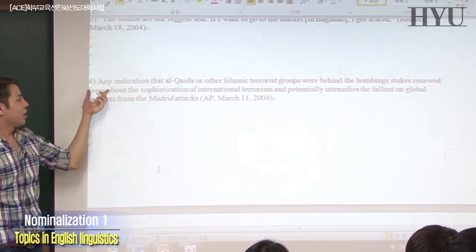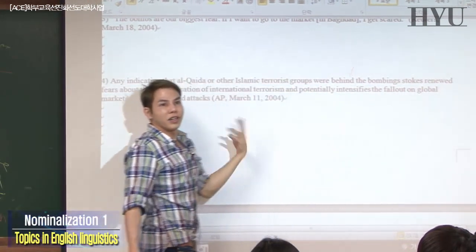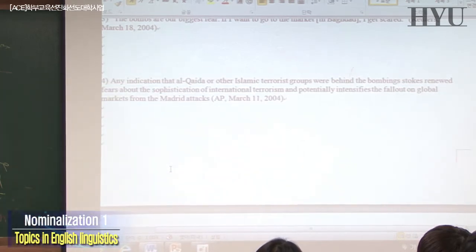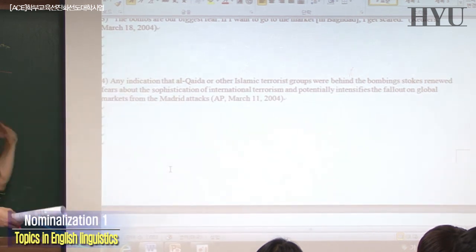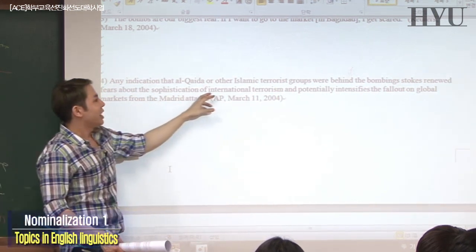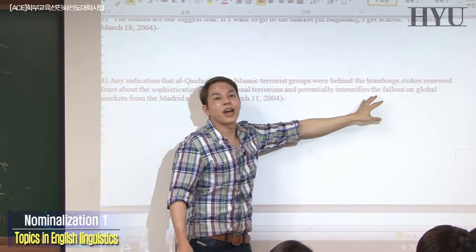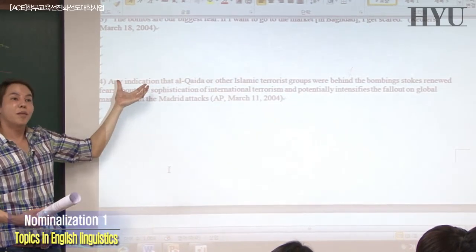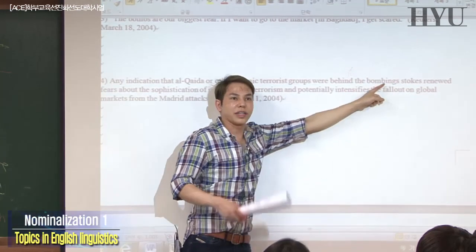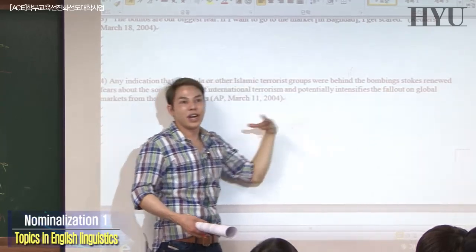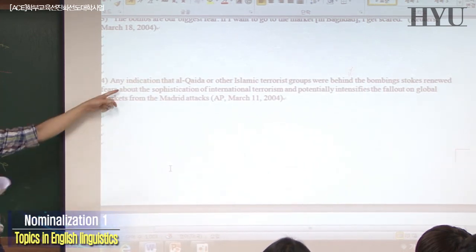Again, when it has become a noun, you can modify it with any adjective. Now you modify it with renewed. So the fears have been renewed. I don't know by whom, but we are not told because it's a noun right now, right? So fears that have been renewed, made new again, about the sophistication of terrorism, and intensify the fallout. So any indication can intensify the fallout. If we talk about indication, something indicates something, right? So indication can stoke fear and can intensify the fallout. So when you make it into a noun, it has power that can do things in the material process.